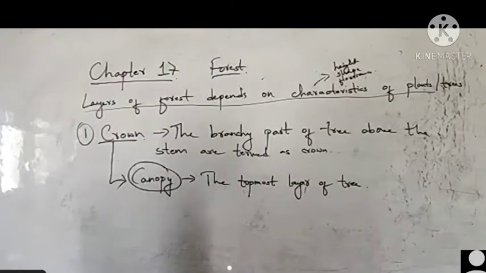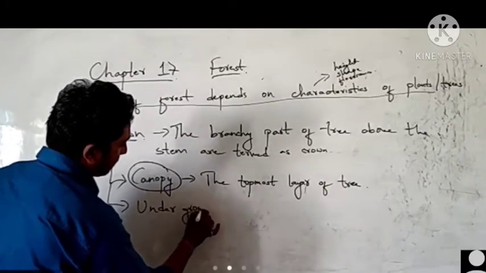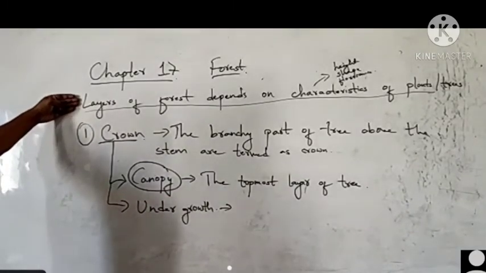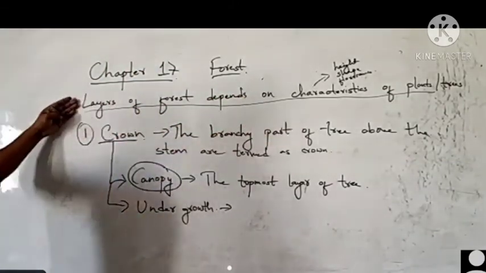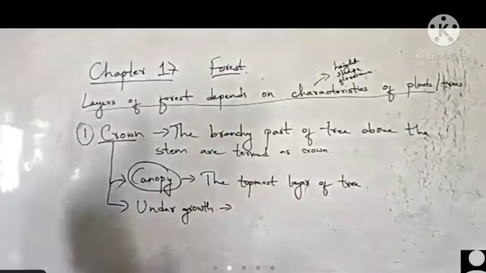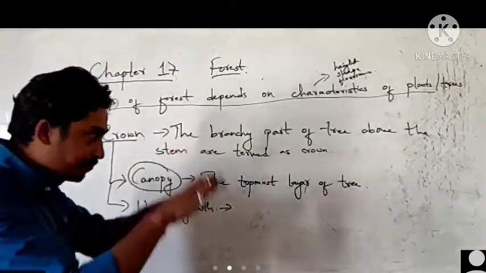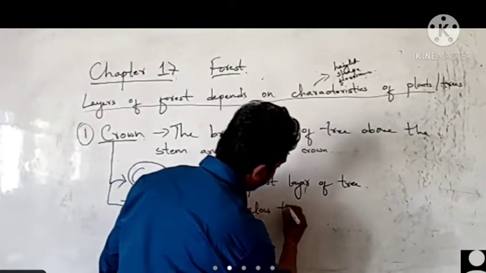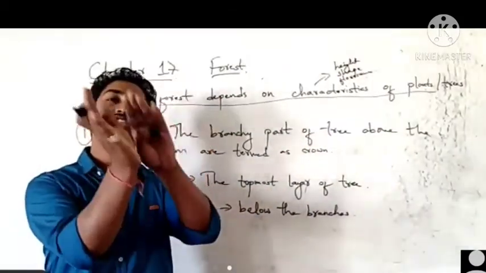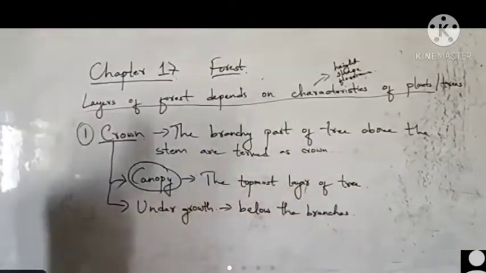Then comes undergrowth. Second is undergrowth. This layer of forest is according to the characteristics of plants. We will talk about layers of the forest in terms of area also. That is not in the book, but I will try to explain. Shorter trees forming different layers under the canopy are called undergrowth or understory, that means below the branches. The canopy is the topmost layer, like an umbrella above the branches, but the area below it is called undergrowth and understory.